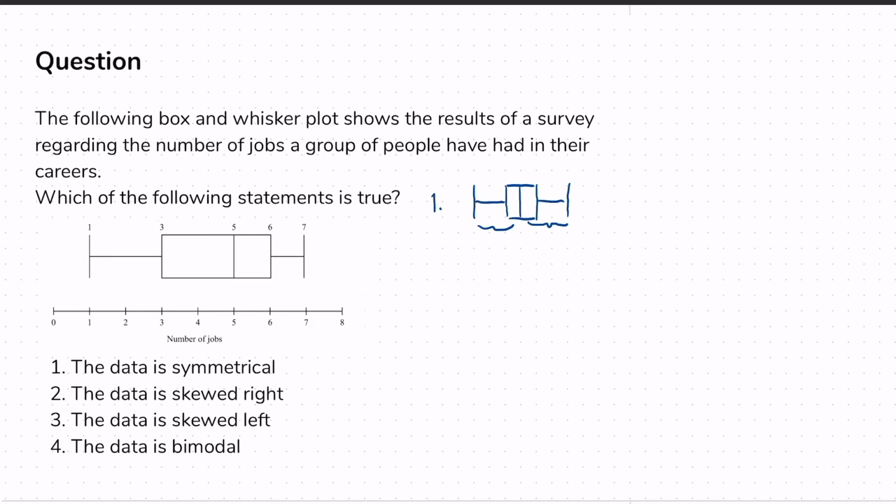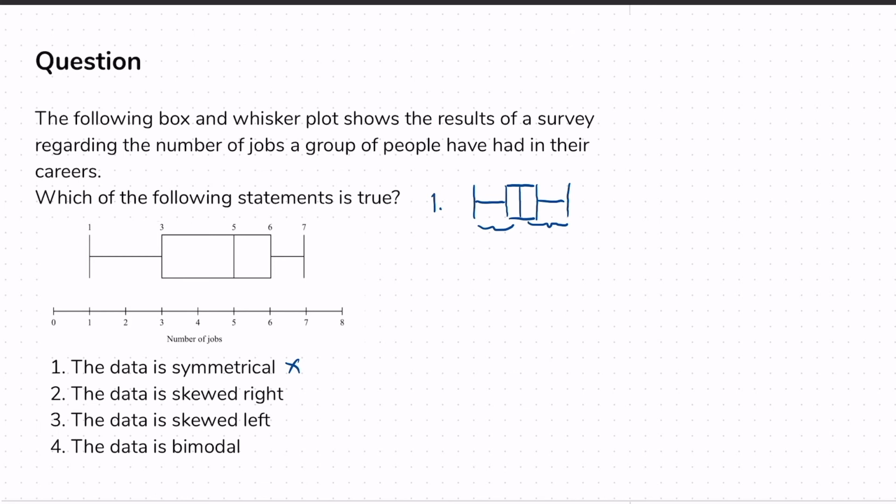And looking at my graph, I can immediately see the distance from here to here and here to here is not the same. So what does that mean? That means that the data is not symmetrical. So that's false. The next one is, the data is skewed to the right, and the next one is, the data is skewed to the left. Now let's leave these for the moment because it is a little bit technical. What do we mean by right and left? If it's not symmetrical, then it is going to be skewed in one direction if it's unimodal.